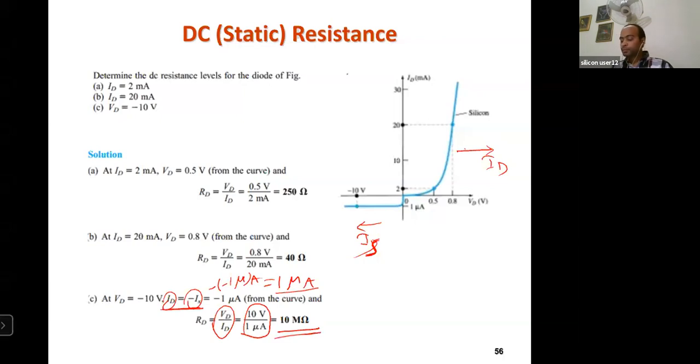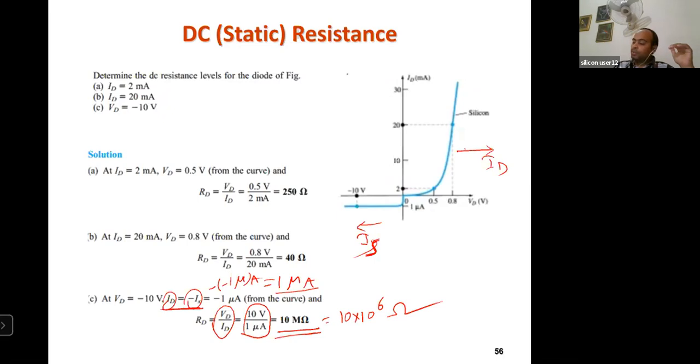Okay. So 10 mega ohm means what? It is a very large quantity. 10 mega means 10 into 10 to the power 6 ohm, so the resistance is very high. So understood? As per our physical phenomenon, we know that in the reverse bias direction, the resistance will be very high, that we are observing here.